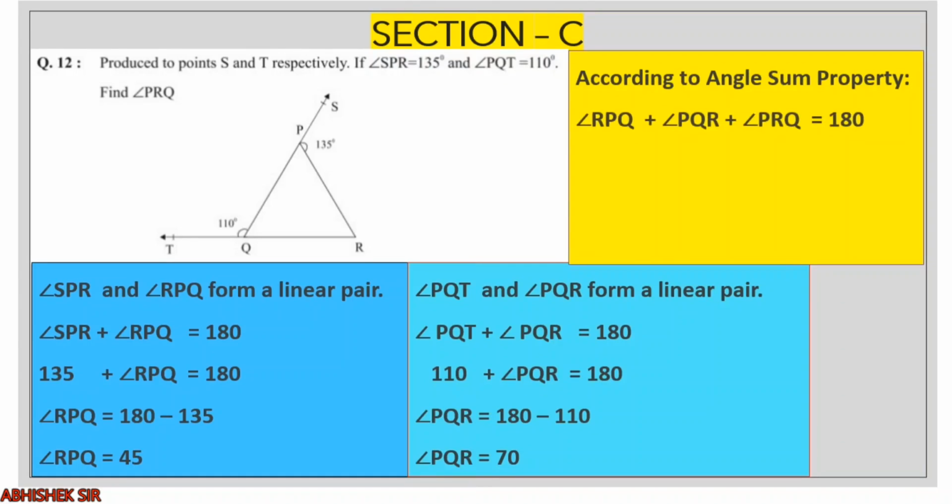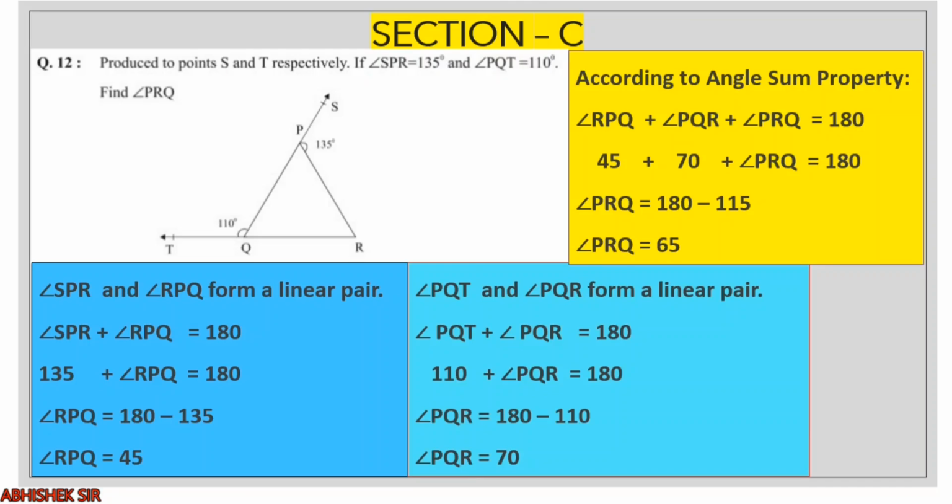Now two angles we have already calculated. Only the third one remains. So now we will use the angle sum property. According to the angle sum property, RPQ, that is angle P, plus PQR, that is angle Q, plus PRQ, that is angle R, which we are finding. Put both the values and take it to the other side. So angle PRQ will finally be 180 minus 115, and PRQ is 65. So this will be our final answer for PRQ.